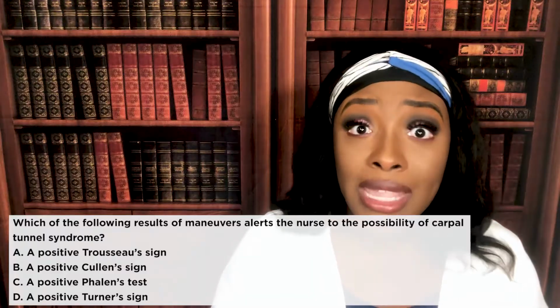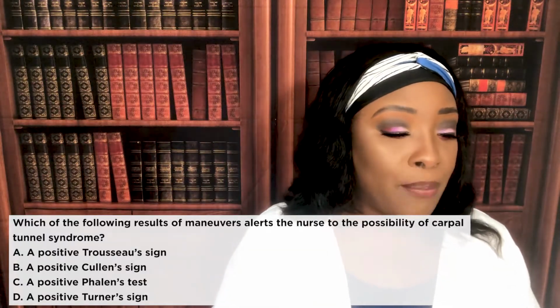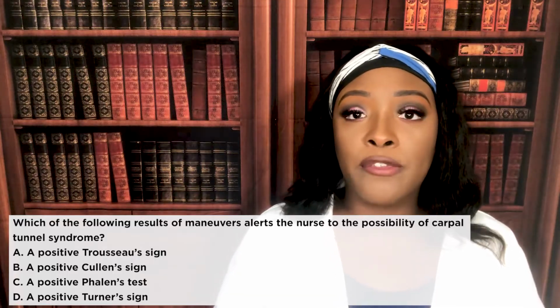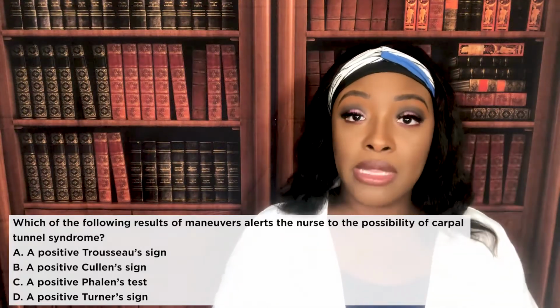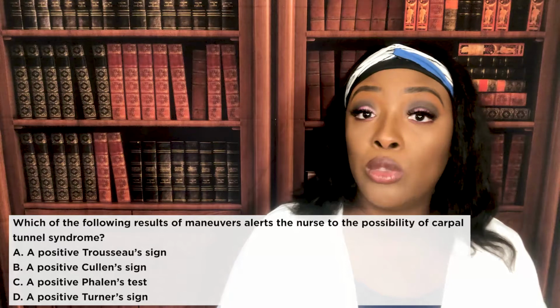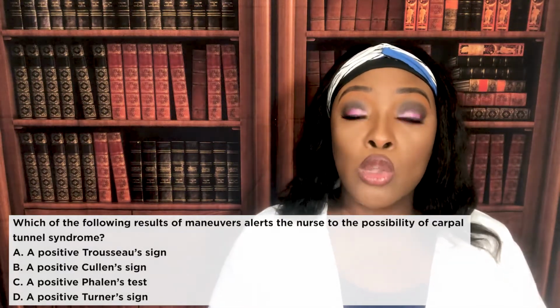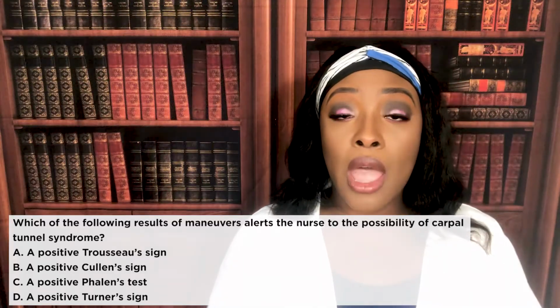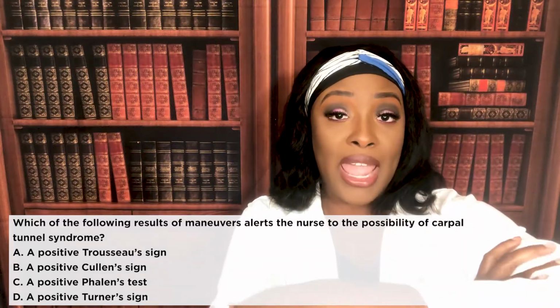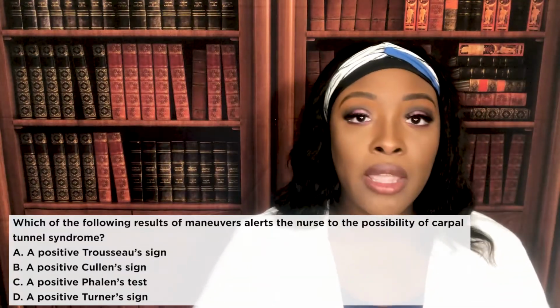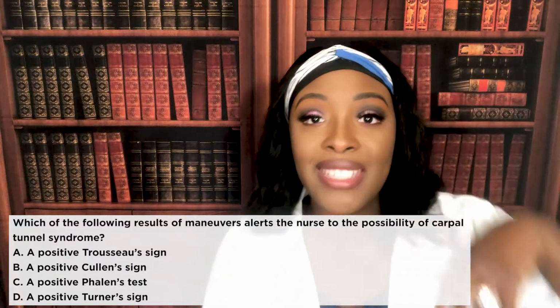Let's look at our wrong answer choices. We have A, positive Trousseau sign. Positive Trousseau sign, that's positive for what? Hypocalcemia, because when patients' calcium is too low, they have muscle and nerve irritation and excitation. So Trousseau sign is when you take that patient's blood pressure and the cuff is squeezing and we see tetany of the hands, right? Trousseau, tetany.